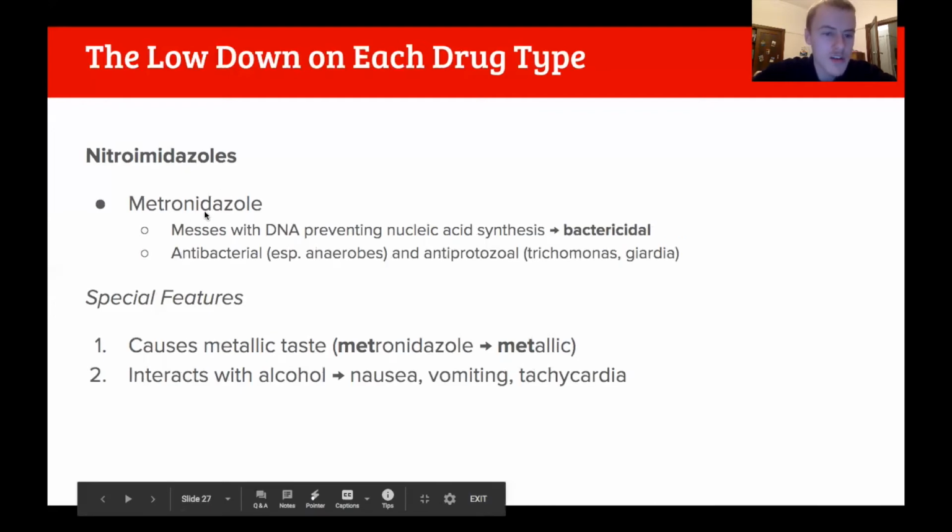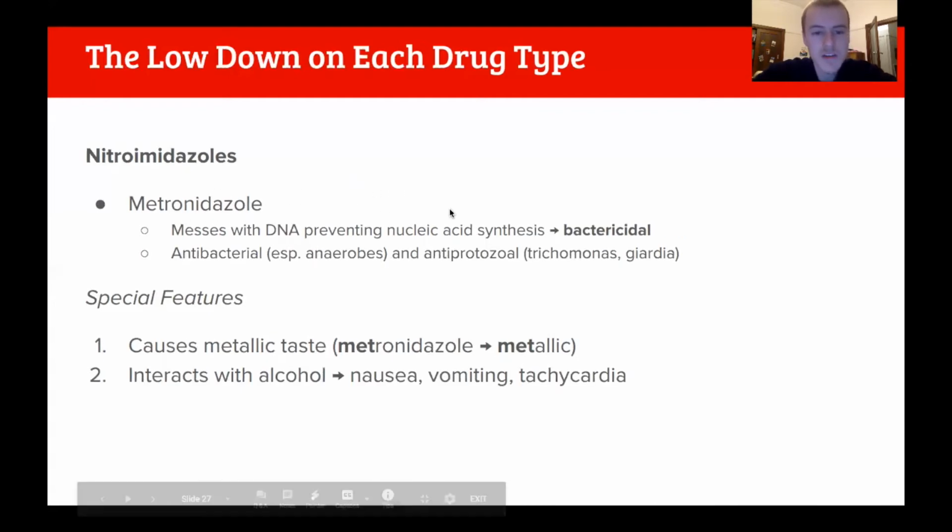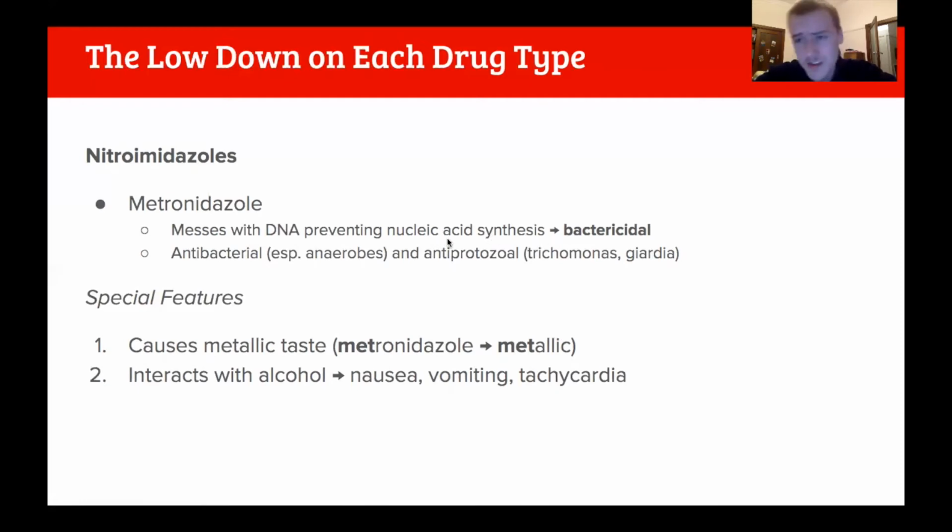Then we've got nitroimidazoles, so metronidazole. This guy messes with DNA, preventing the synthesis of nucleic acid, and if you can't synthesize nucleic acids, you can't synthesize proteins, you can't replicate, so it's bactericidal.